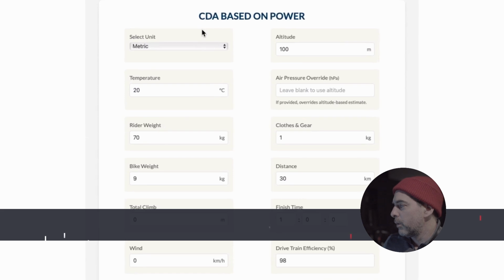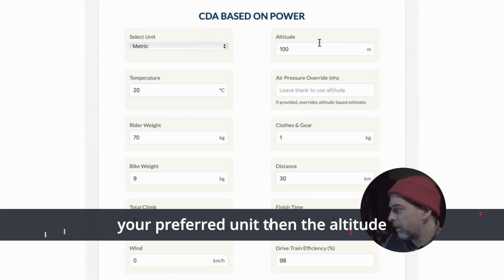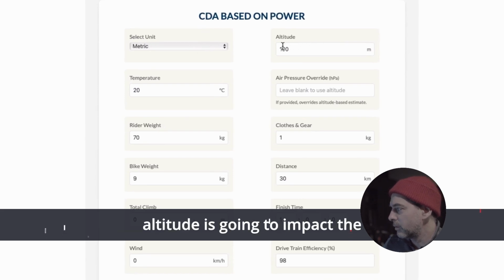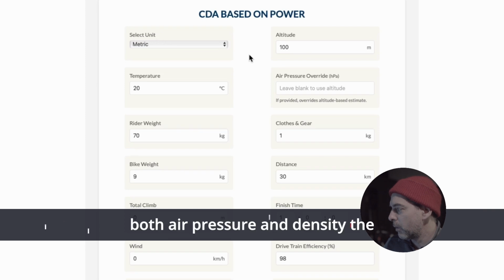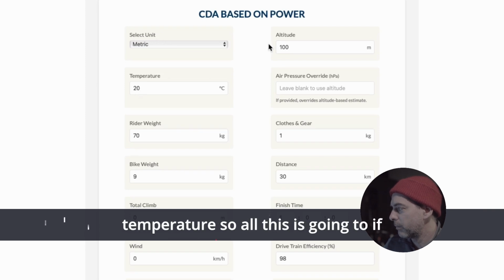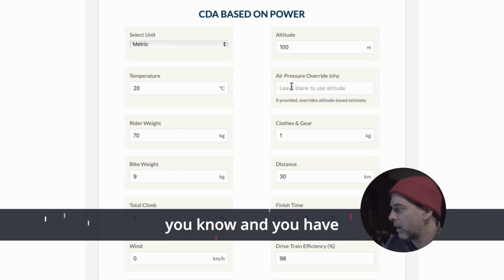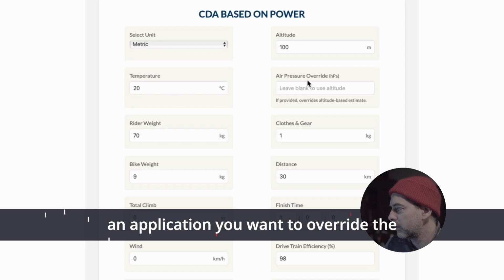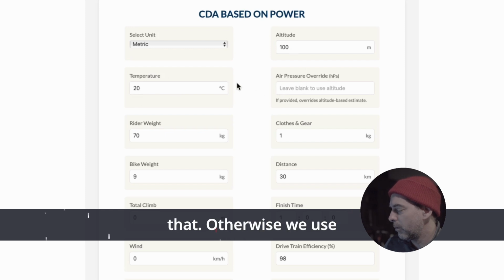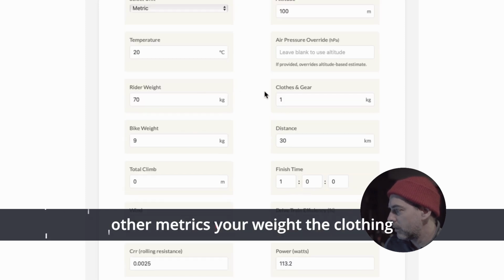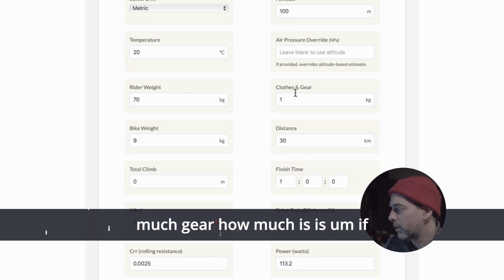Here you will input your preferred unit, then the altitude. Like I said, the altitude is going to impact both the air pressure and density, and the temperature. So if you know and you have an application, you can override the air pressure if you want. Otherwise, we use other metrics. Your weight, the clothing that you're carrying, so how much gear, if you're carrying a bottle.